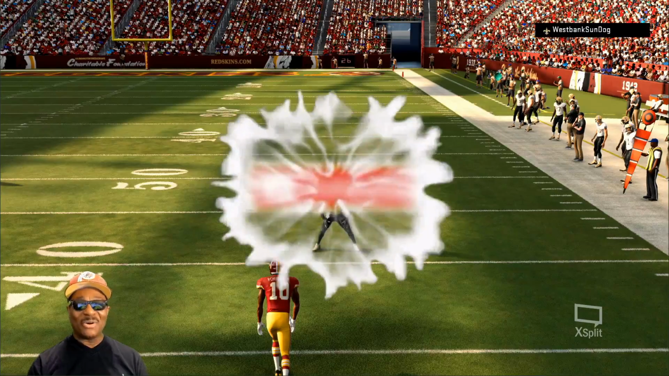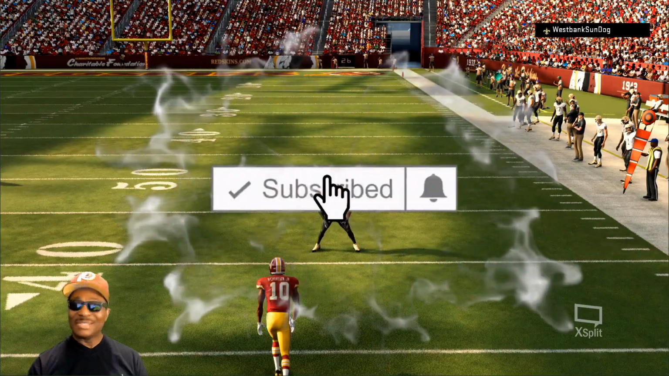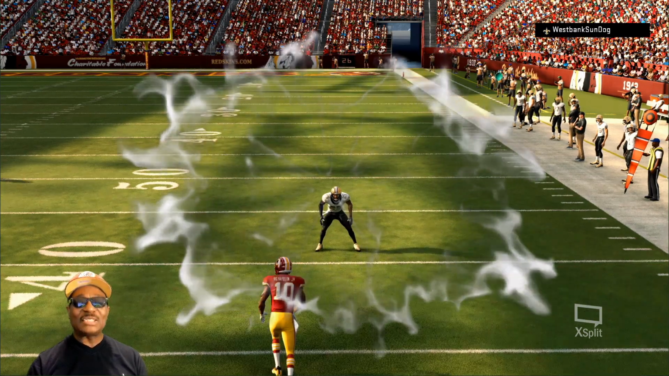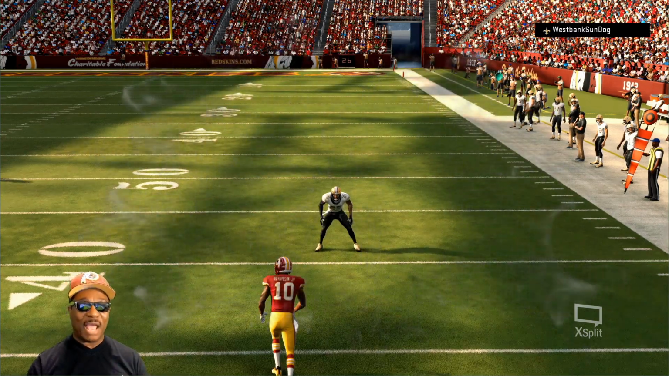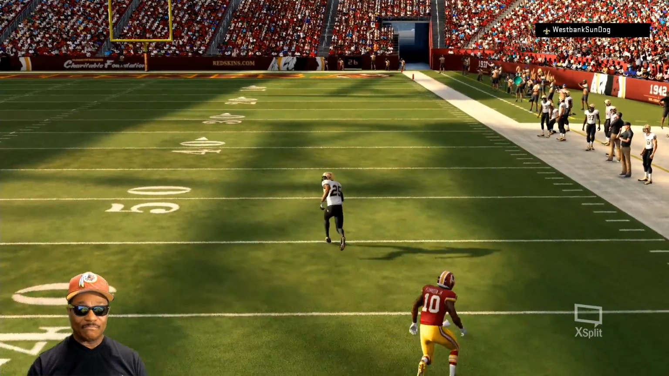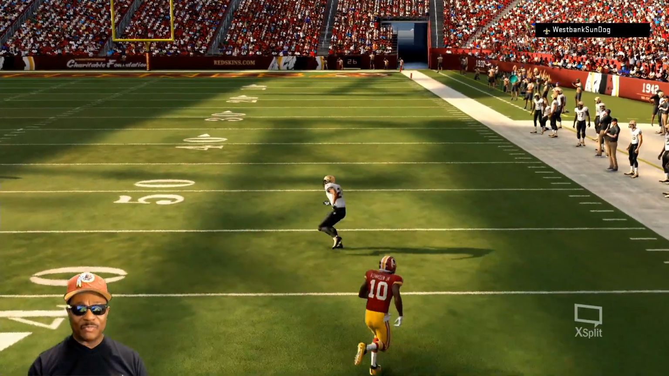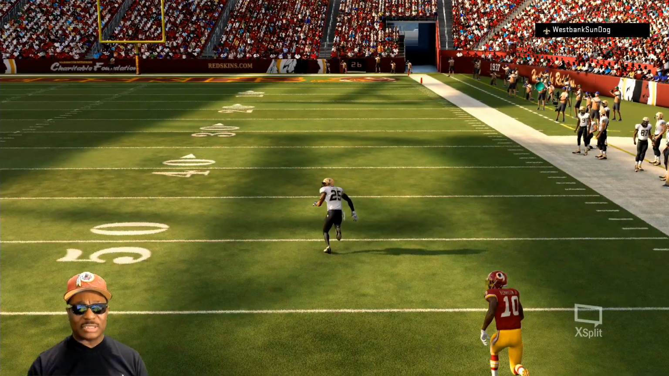Come on, y'all. These small things should not be happening. He just turns his back as soon as the ball is snapped and runs upfield. Richardson is sitting right there.